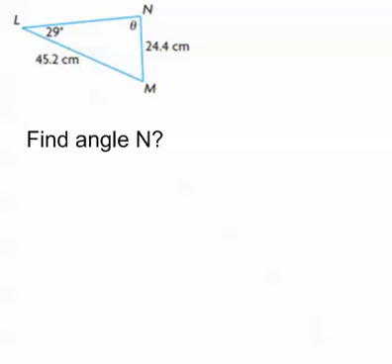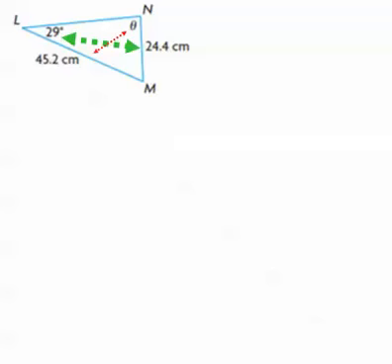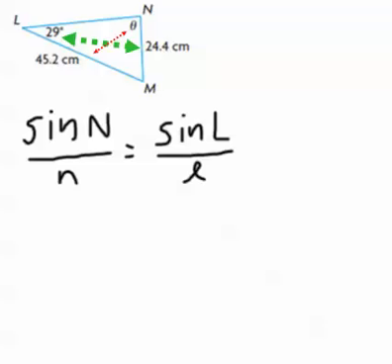So this question is set up for us. It's set up for us because we have that angle-side relationship. So from here, we can write it out. Again, we're trying to find the angle this time. So when trying to find the angle, I always put the angle first, or up top. So I'm looking for the sine of N over side N equals the sine of L over side L.